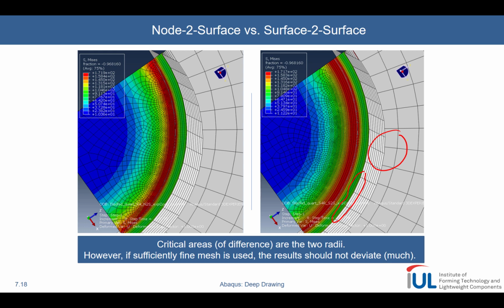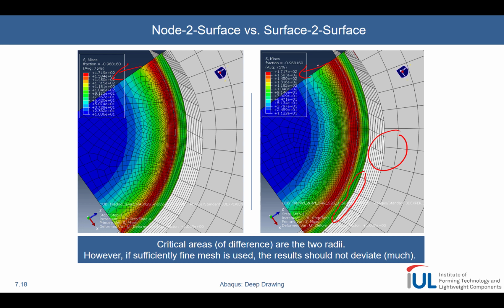You can see this if you check the values for the maximum von Mises stress. There is a slight difference, but the overall distribution should be very similar. And if you want to know more about these two aspects, check again my contact and contact interaction video where I talk about the details of the two approaches a little bit more.